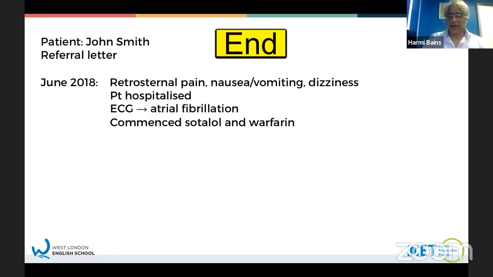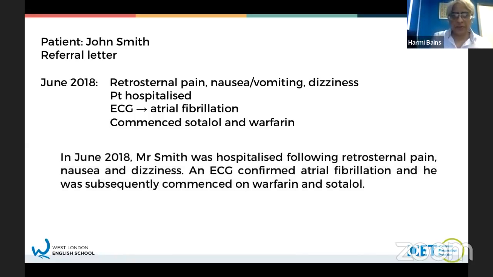So let's have a look here at a sample answer. In June 2018, Mr. Smith was hospitalized following retrosternal pain, nausea and dizziness. An ECG confirmed atrial fibrillation, and he was subsequently commenced on warfarin and sotalol.